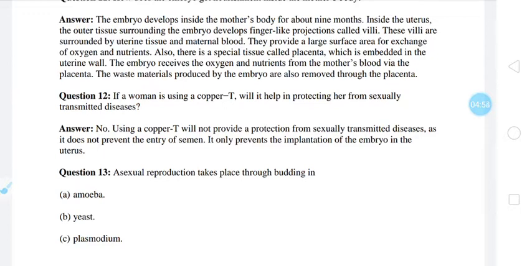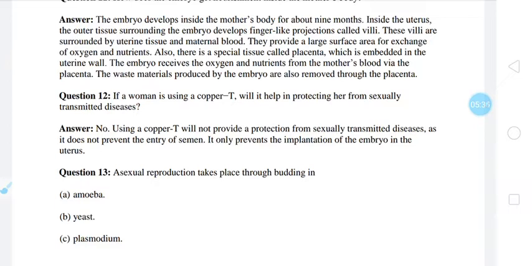Copper T only serves as an agent which will release copper ions in the uterus, which will make sperm handicapped. Their tails will get cut and they cannot swim, so that they will not fertilize. So it is not an option. So the answer, while writing the answer, you have to write no. Using a copper T will not provide protection from sexually transmitted diseases, as it does not prevent the entry of semen. It only prevents the implantation of the embryo in the uterus.